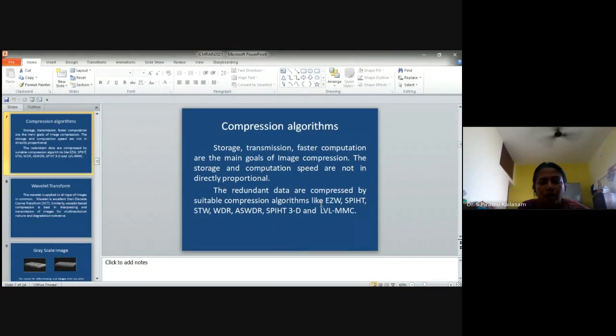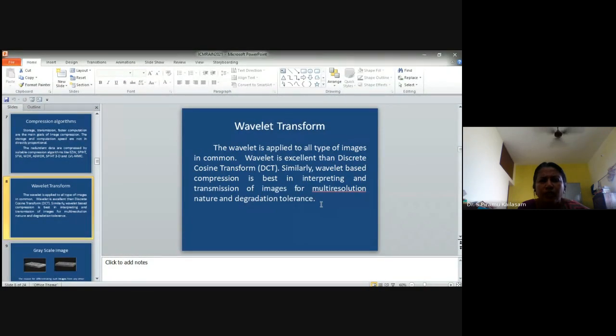Using compression algorithms, we can get better storage, transmission, and faster computation for an image. This is obtained by these kinds of algorithms. The redundant data are compressed by suitable compression algorithms like EZW, SPIHT, STW, WDR, ASWDR, SPIHT 3D, and LVL-MMC algorithms. Using wavelet transform, we can get excellent discrete cosine transform patterns in an image. Similarly, wavelet-based compression is best for interpreting and transmitting images because of its multi-resolution nature and degradation tolerance.